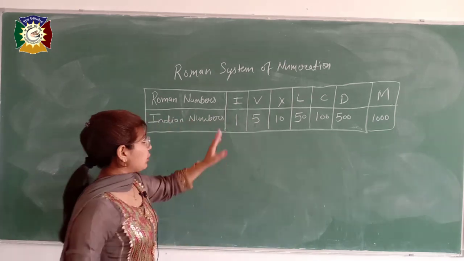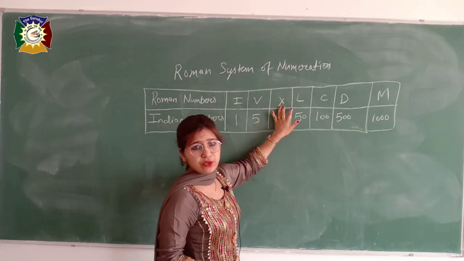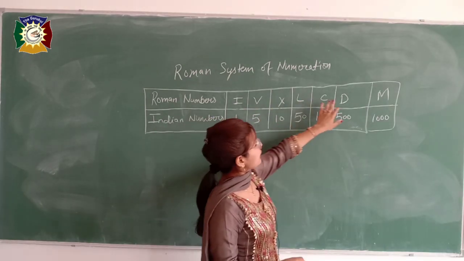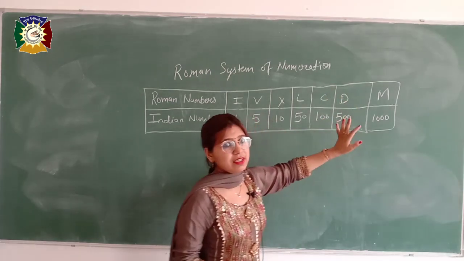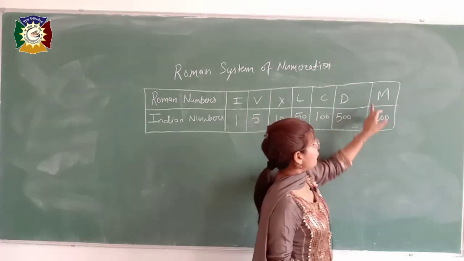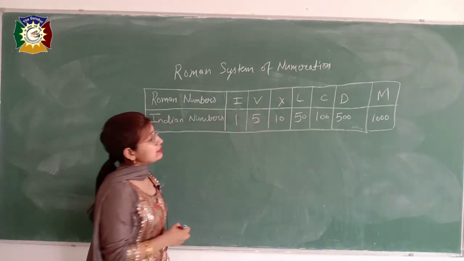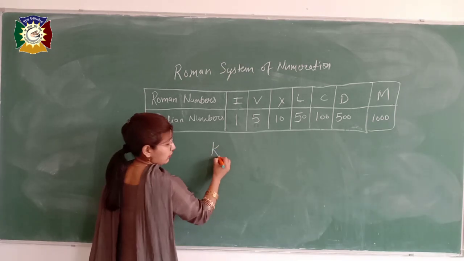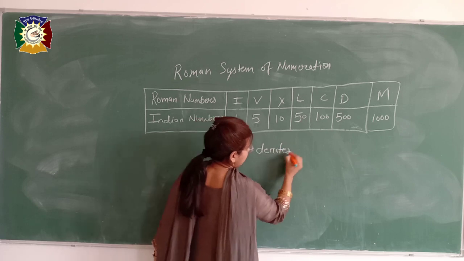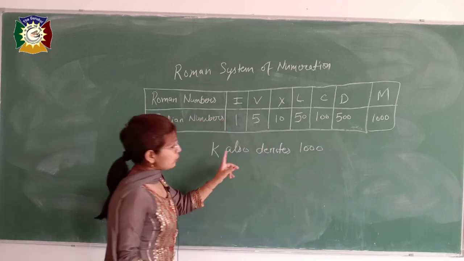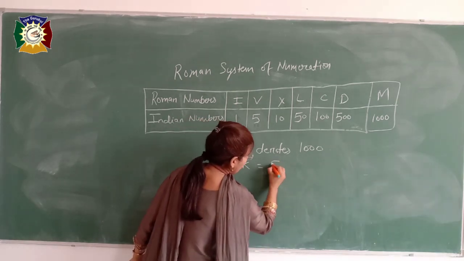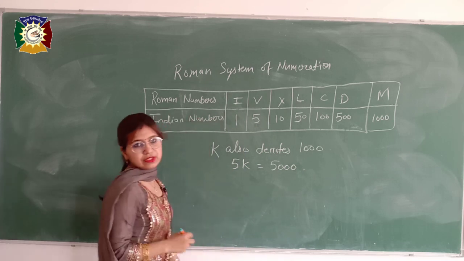Students, there is a way to learn this table. I think it is easy for you to learn. I for 1, V for 5, X for 10. For this you can use the formula LCD. LCD TV. You can learn it from here. LCD, that is 50, 100, 500, and M for 1000. Nowadays we are using K also as a symbol of 1000. If you write 5K, it means you are talking about 5000.